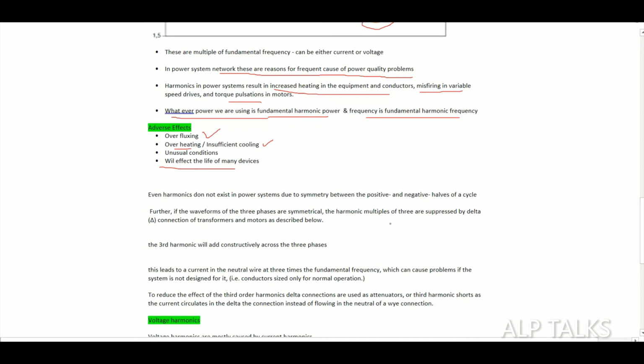To some extent we can take care of these things by considering delta connected transformers and motors. For example, whenever a delta connected system is there, and we are giving supply from the electricity board, if any third harmonics are there in the system, what happens? They will keep on rotating in the delta. Whatever star connection is there, they won't pass to the star side. So in this way our loads are free from third harmonics. No third harmonics will be there in our loads.